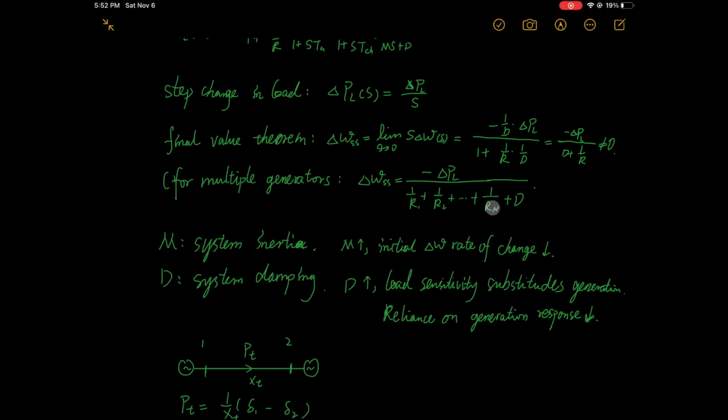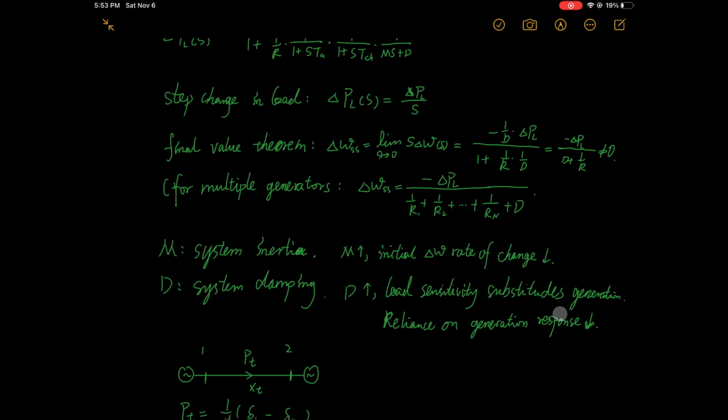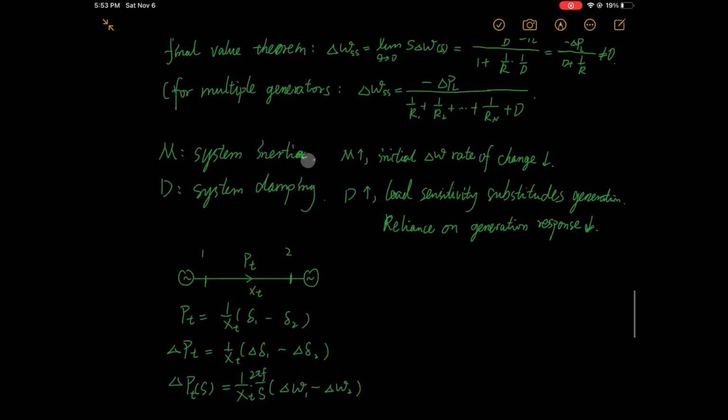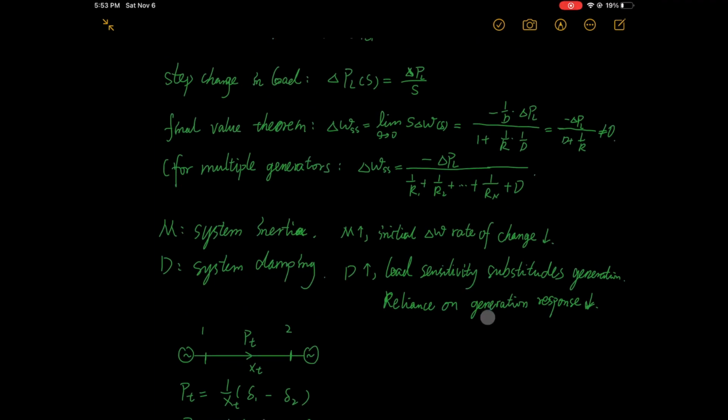Bigger system damping D is desired. The bigger D is, the bigger the load sensitivity is. That's reducing the reliance on generation response, and the frequency shift will be reduced. And bigger system inertia M is also favorable in inertia response to reduce the initial rate of change of delta omega. But both D and M can decrease due to power electronic devices in systems.